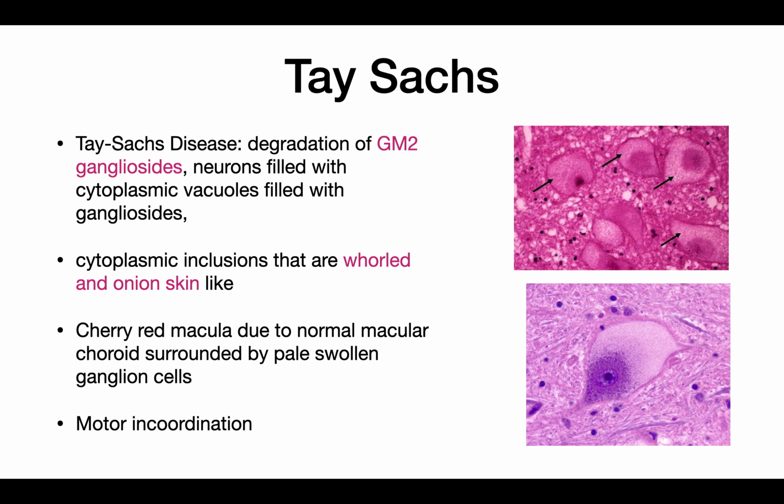Tay-Sachs disease is a defect in the degradation of GM2 gangliosides, and the neurons are going to be filled with cytoplasmic vacuoles, and those are going to be filled with the gangliosides. The cytoplasmic inclusions are going to be whorled, with a strong ring-shaped structure around them. It's onion skin-like. It's going to result in a cherry red macula due to the normal macular choroid surrounded by pale swollen ganglion cells. Motor incoordination is one of the main signs.